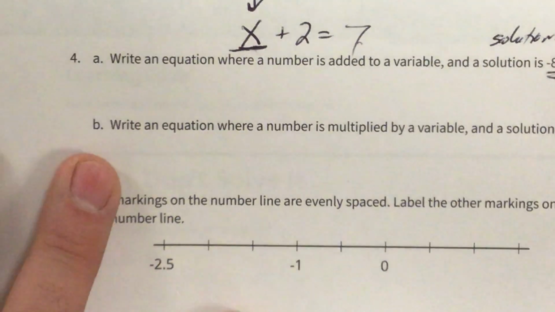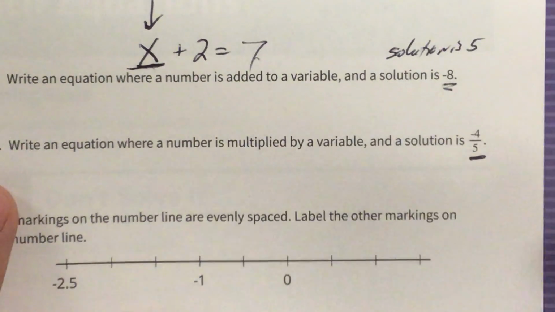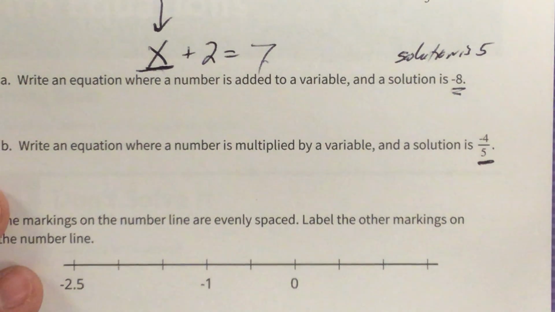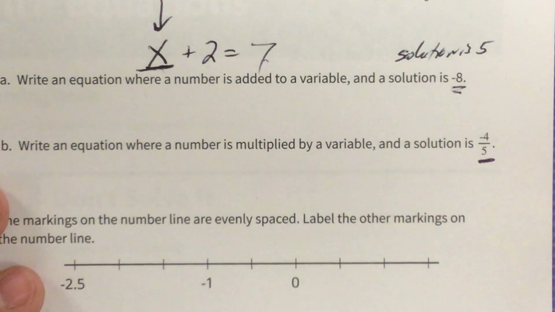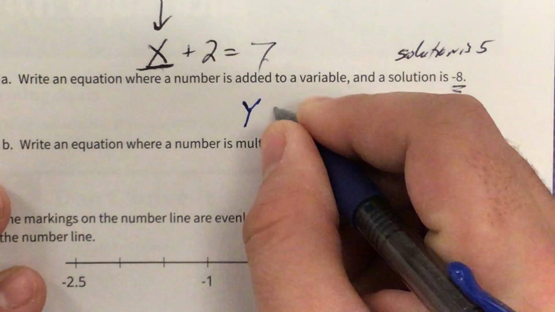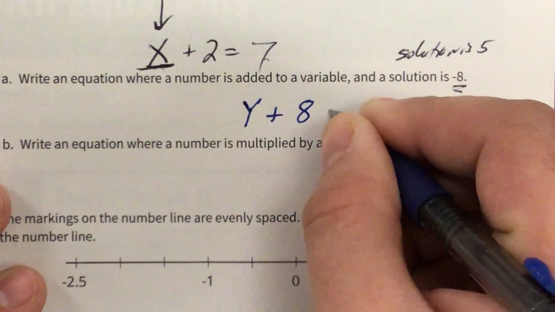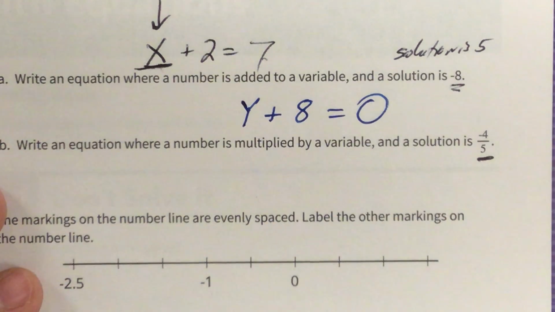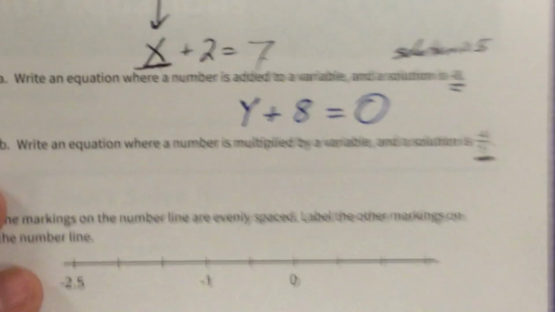Number 4, give me an equation where my answer would be -8. Kind of gave you an example of an answer being 5. Anybody want to share their equation? Yes. Y plus 8 equals 0. And then y equals -8. Y would be -8. Perfect. That one works. Because -8 would be my answer.